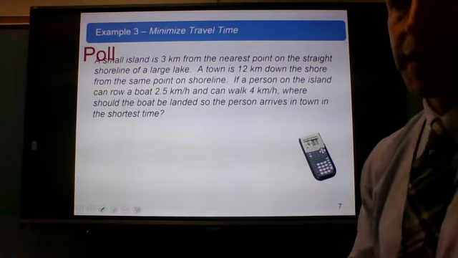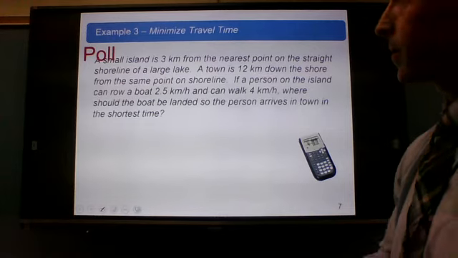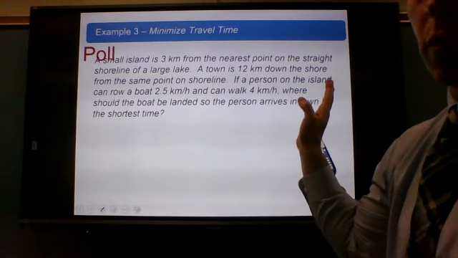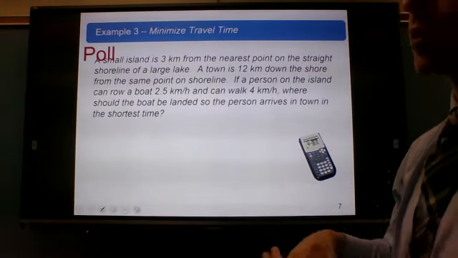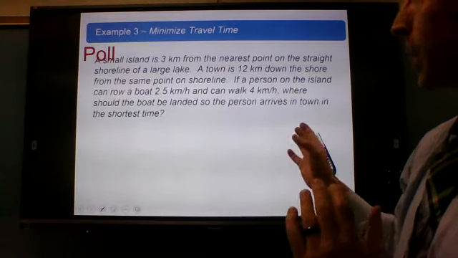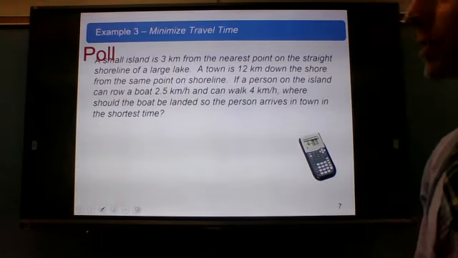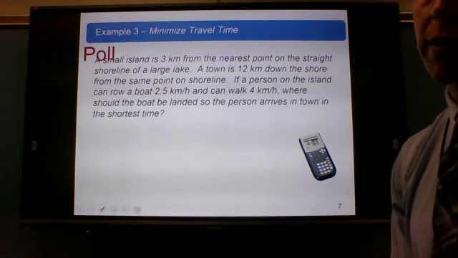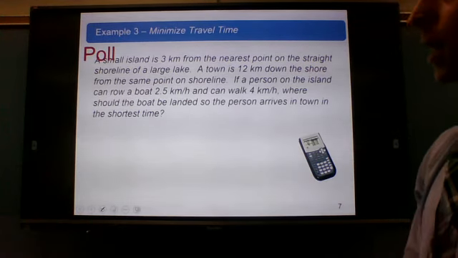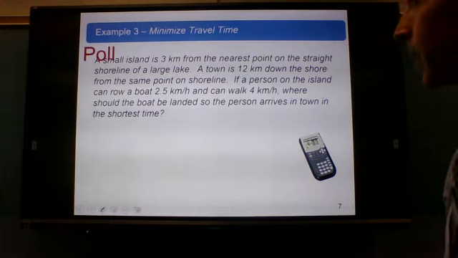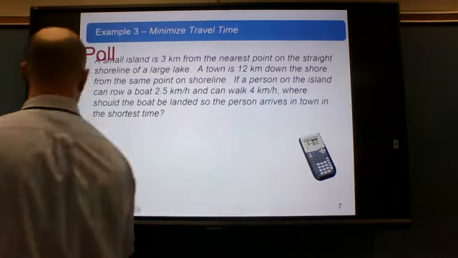Now, guys, obviously this is a very contrived problem. Again, we have a straight shoreline, which isn't typical. Somehow people are able to walk at exactly some rate. Again, these are just characteristics that we have to do to make this so that you can actually work this out at the Calculus 1 level. So we're just going to pretend that makes sense.